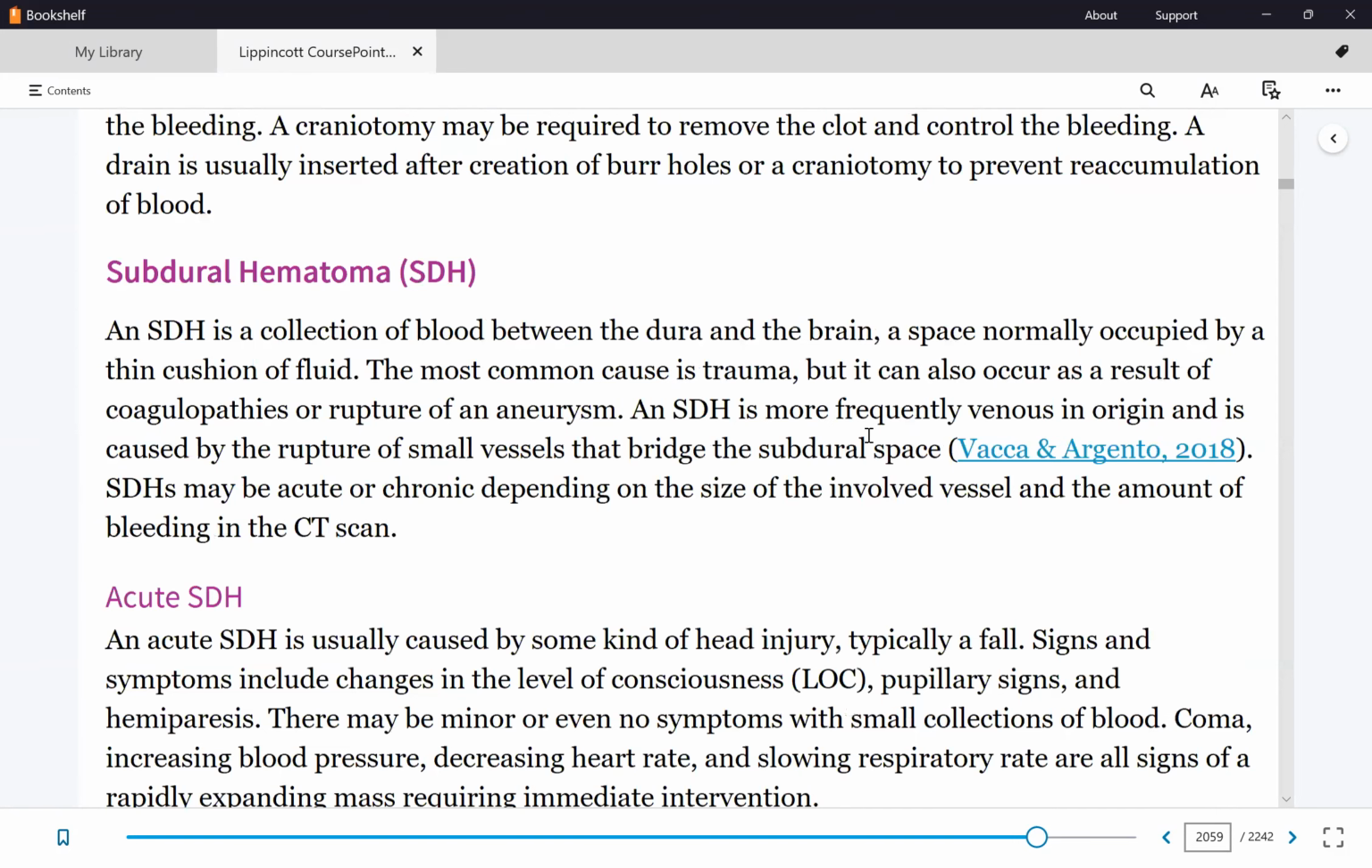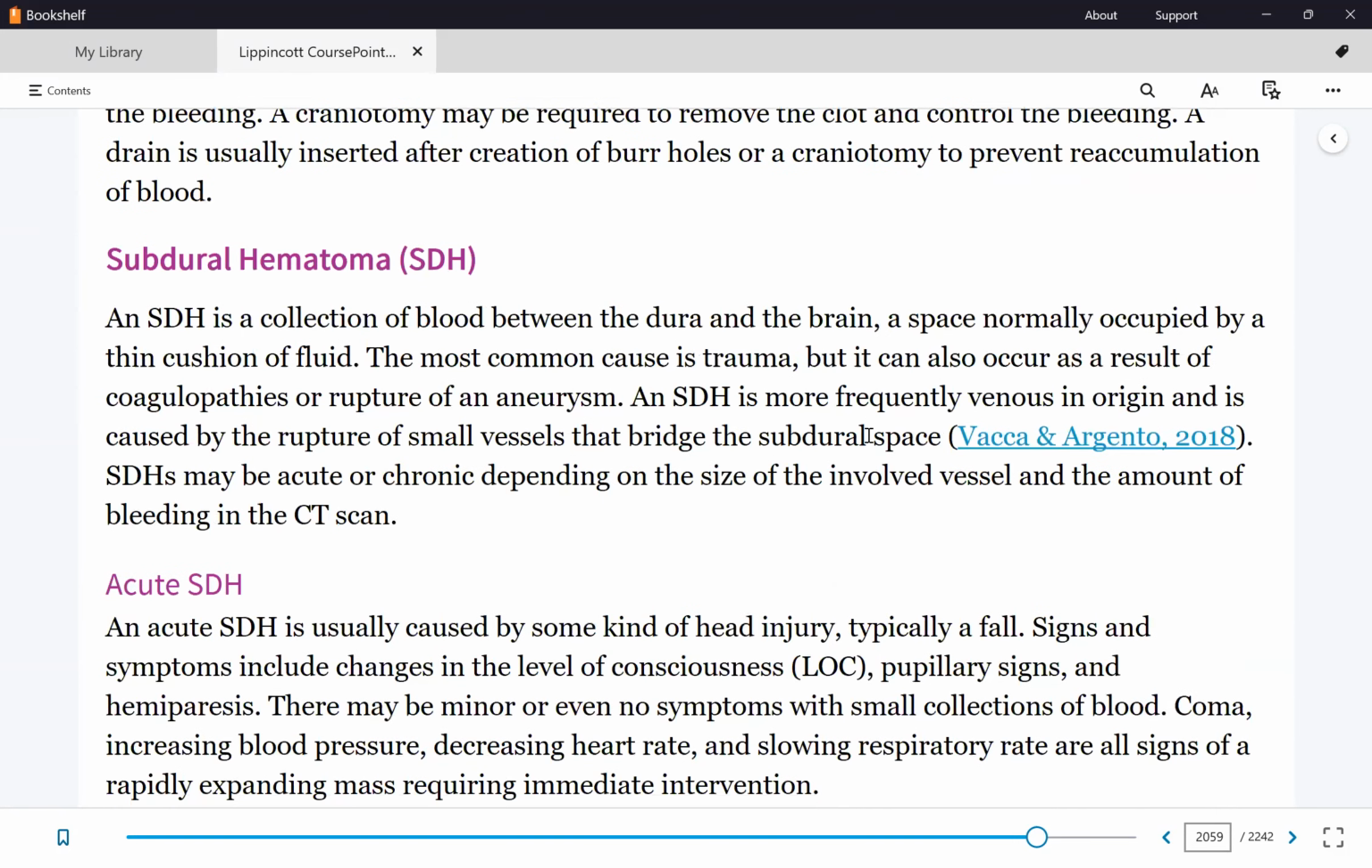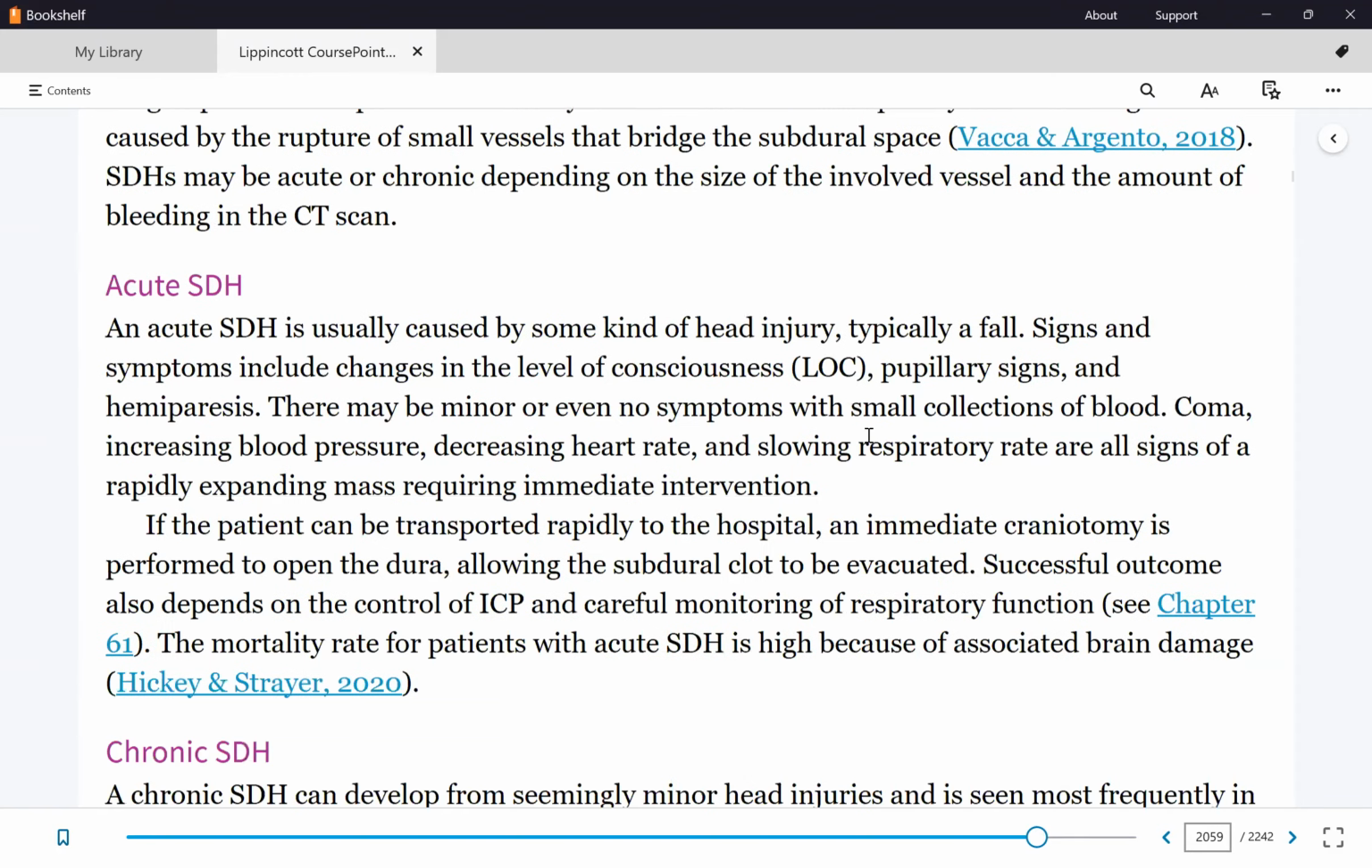So I won't go into detail about the hematomas. Just know that, again, any hematoma, whether it's epidural, subdural, or intracranial hematoma, what do they all do to ICP? They will all increase ICP.